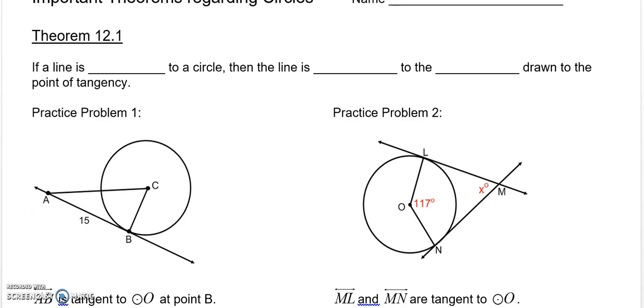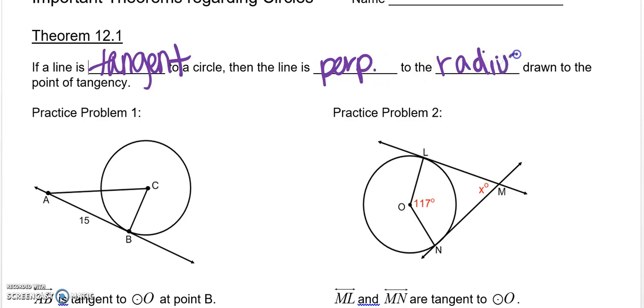So if a line is tangent to a circle, then the line is perpendicular to the radius. This is helpful to know because when we get to something like practice problem number 1, the only way I can solve it is knowing that that's a right angle. So this is my tangent line, and then this is my radius. Those two lines are going to be perpendicular.